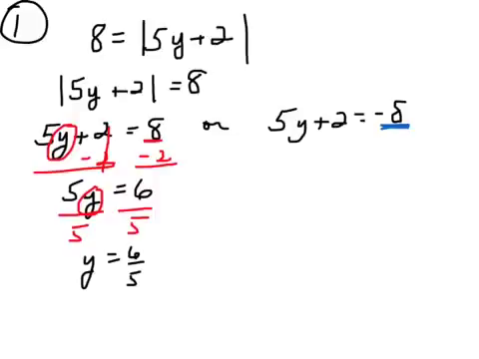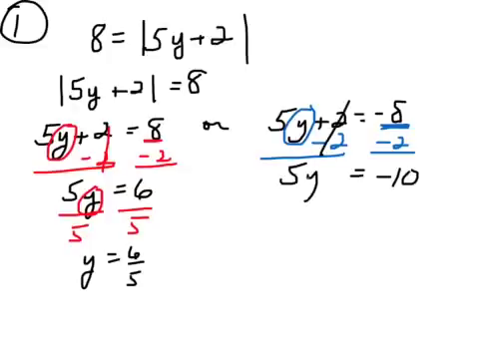But there's also another answer. So we're going to go over to the right-hand one now. If I want to get y by itself, I'll subtract 2. Negative 8 plus negative 2, or negative 8 minus 2, that's the same thing, is going to be negative 10 on the right-hand side. So I've got 5y is equal to negative 10. Now I divide the 5 out of both sides, and I get y equals negative 2.